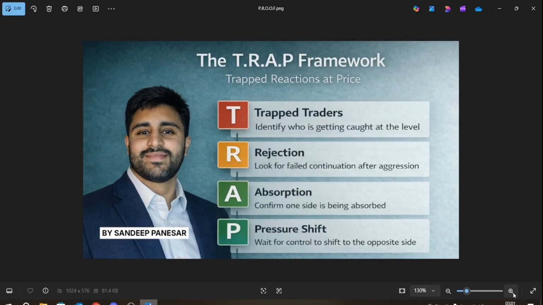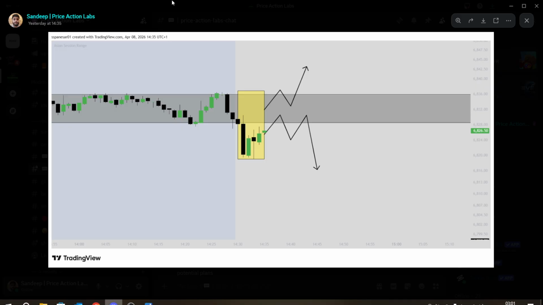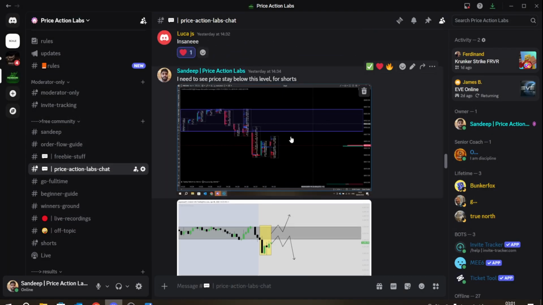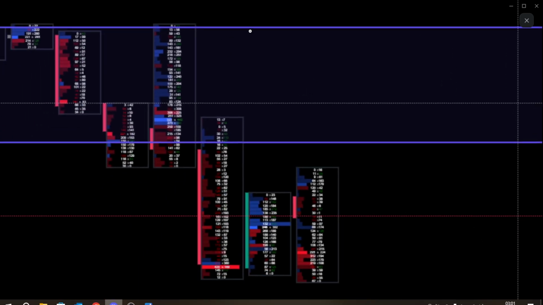So I've called it the TRAP framework. Think of TRAP as trapped reactions at price. You're looking for trapped traders who get rejected, absorbed, and then we see a pressure shift. That's trapped traders. You basically want to be trading in the opposite direction to those who are trapped. Now, if that sounds complicated, I'll break it down one more time. In this key level, who was trapped here? Well, the buyers were trapped, right?